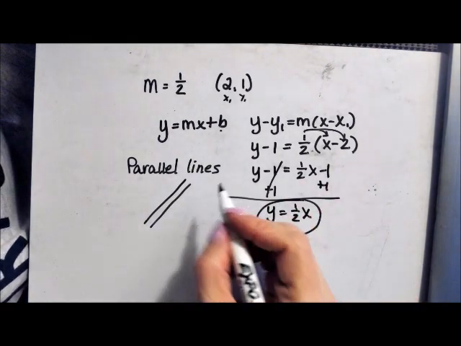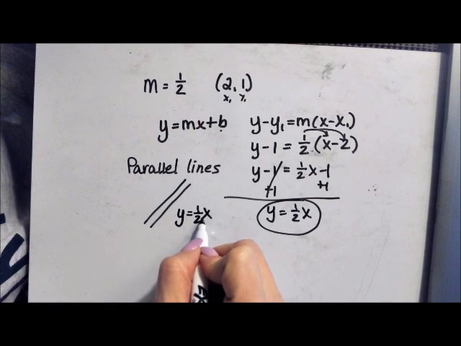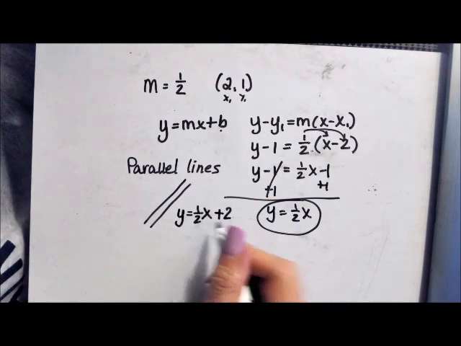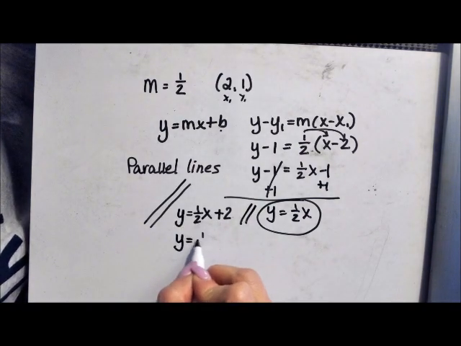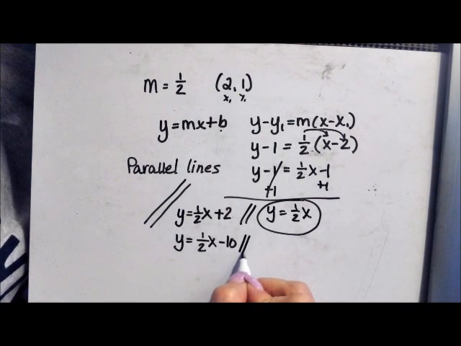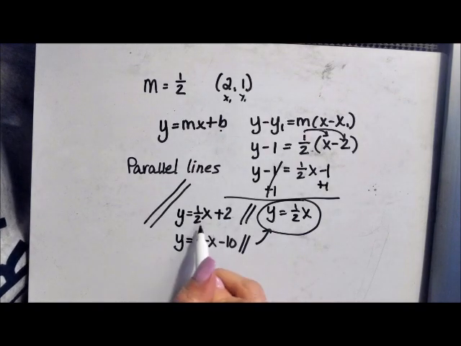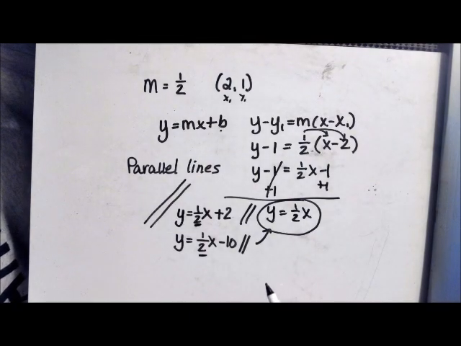So any line that I wanted to write, y equals 1/2 x, all I need to do is just add a little something on the end, plus 2. These two lines are parallel. I could have said y equals 1/2 x minus 10. That would be parallel to that. This part has to be the same. The slopes have to be the same, but the y-intercept is just going to move around.